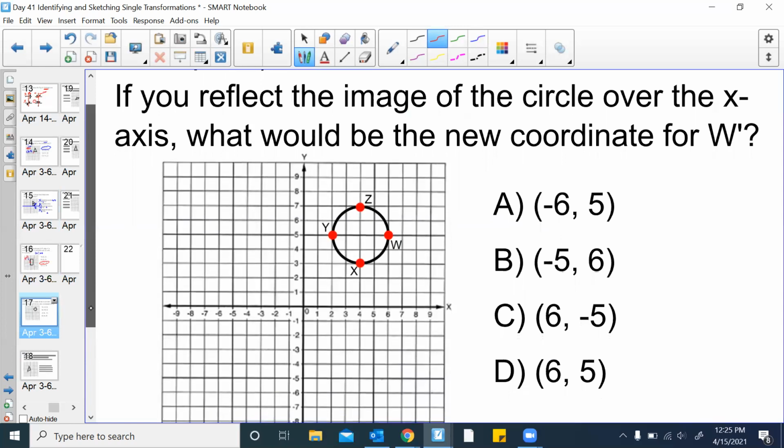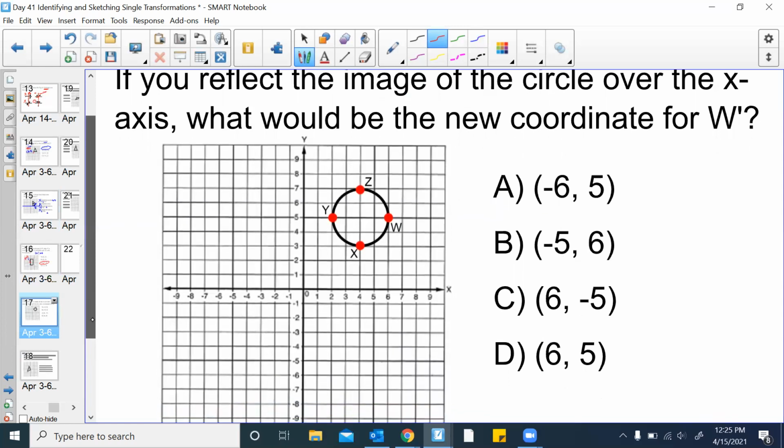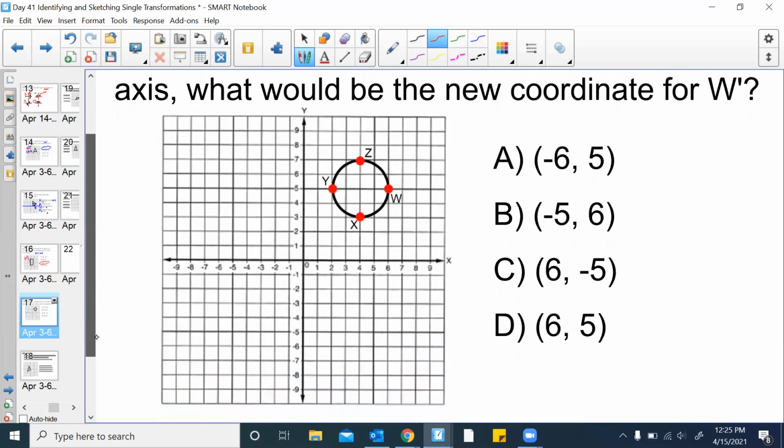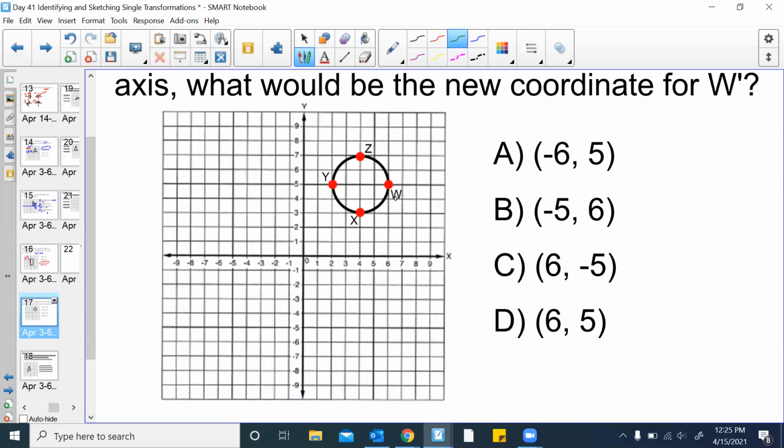All right, if you reflect the image of the circle over the x-axis, what would be the new coordinate for W? Well, first we need to know where the x-axis is. And when we reflect, we're going to come down 1, 2, 3, 4, 5. It took us 5 to get there, so it's going to take us 5 to go past it. 1, 2, 3, 4, 5. And this is going to be our W prime.